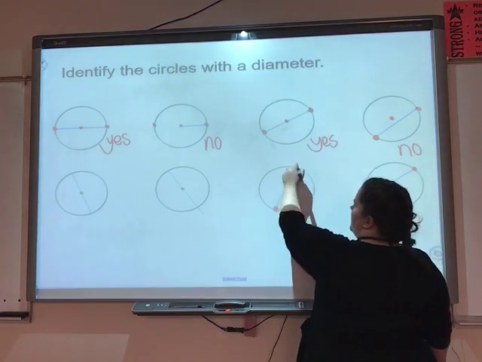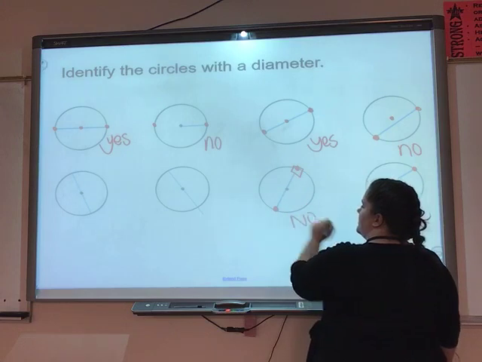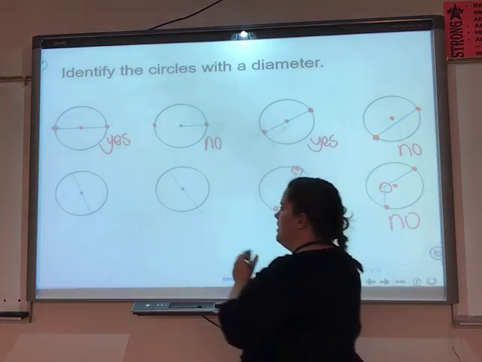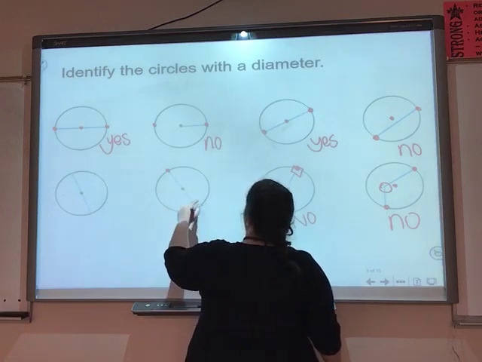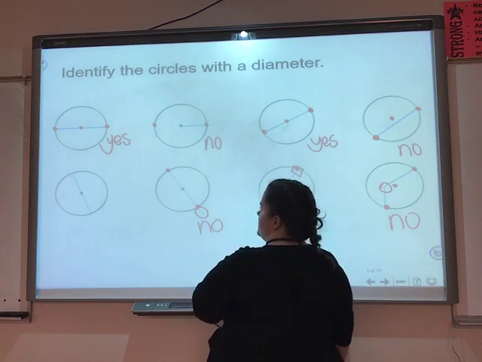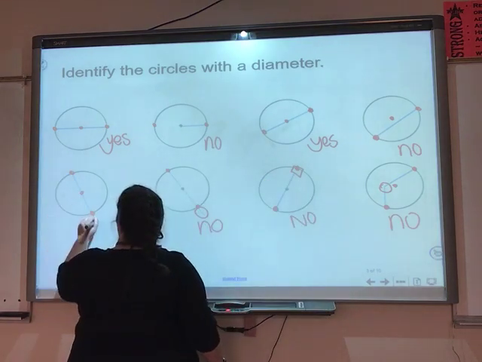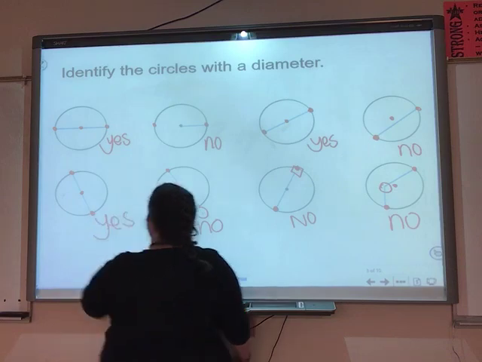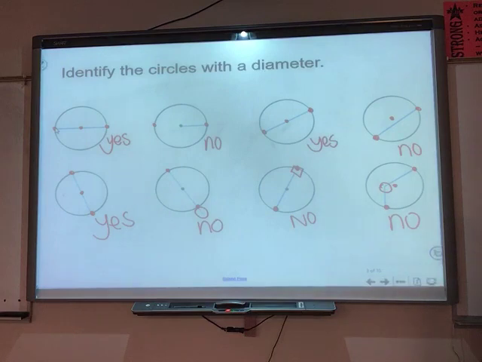Endpoint right here, endpoint right here doesn't quite fit, so that is a no. This one doesn't work for the opposite reason. Instead of having a little gap, we have a little extra. So this is a no, that's not a diameter. Endpoint, endpoint, center, and this last one is a yes. So make sure you have all of those written down.